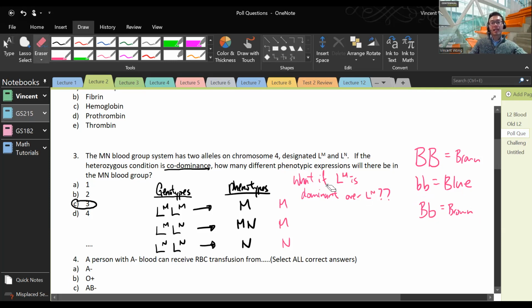So here I'm asking, what happens if LM is going to cover up, right? It's dominant over LN, right? So nothing changes for the first one and the last one. That's like the big B, small b, small b. That's the easy part to understand.